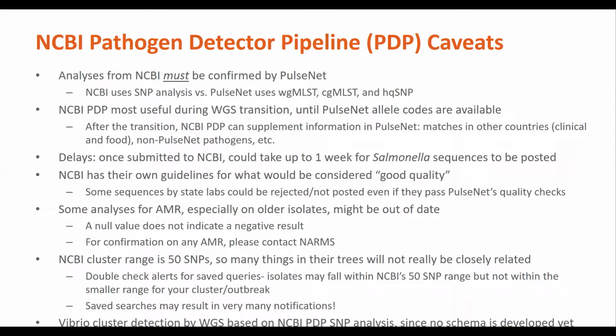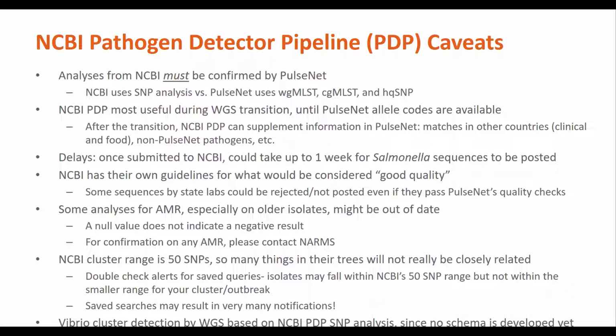Just a couple of caveats about the NCBI Pathogen Detector pipeline. Like I mentioned before, all of the analyses from NCBI must be confirmed by PulseNet. We do this for all of our multi-state clusters. The pipeline used for NCBI is different than what PulseNet uses, so we always verify the information with PulseNet. Typically, they correlate pretty well, but sometimes the actual differences that we're looking at are notable for our cluster. So NCBI does use SNP analyses, PulseNet uses MLST, whole genome and core genome MLST, and HQ SNP as needed. So those interpretations tend to be a little bit different.